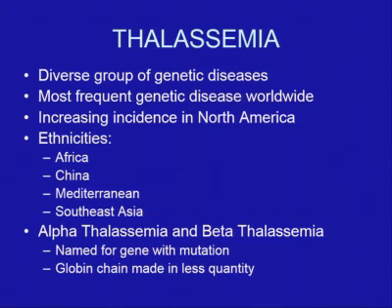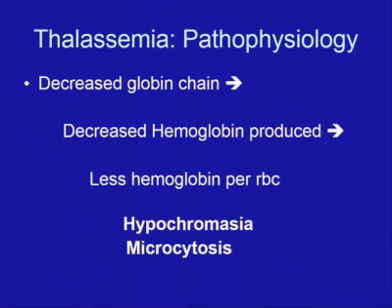And the alpha and beta thalassemias are named for which globin is not being produced normally. So if you have alpha thal, it's because you're not making the alphas; beta thal, you're not making the betas. Basically the way this works is you're not making enough of whatever chain that is, and so you don't make enough of normal hemoglobin, and then you end up with less hemoglobin in a red cell. Less hemoglobin means you're hypochromic, and those cells tend to be small and microcytic.